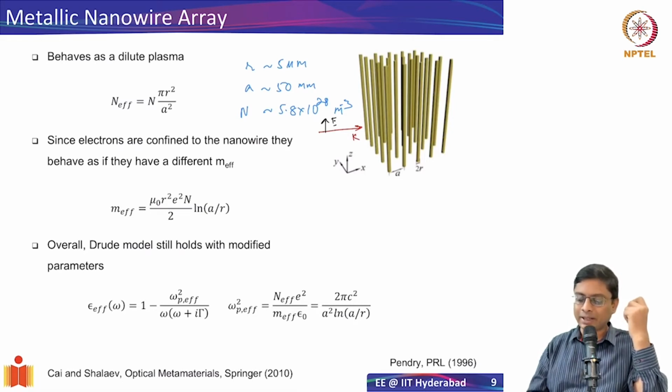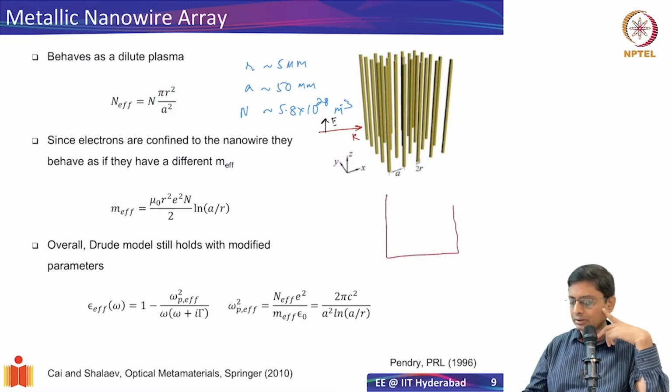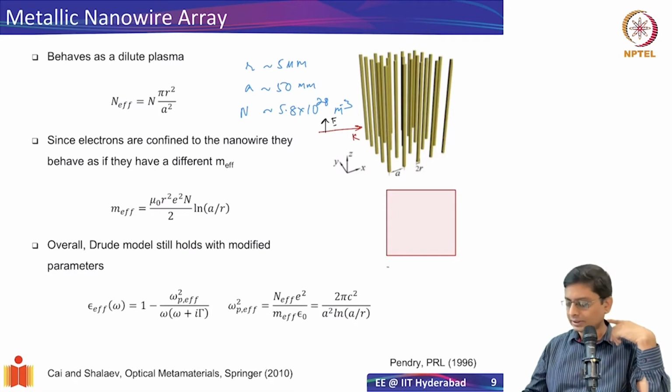Here n is the original electron density, and I'll simply multiply it by what is known as a fill fraction. What do I mean by that? Well, if I take this lattice, let's assume that it's a cubic lattice, so a square. The size of this is A. And then in the center I have a nanowire, which maybe I'll represent this way.